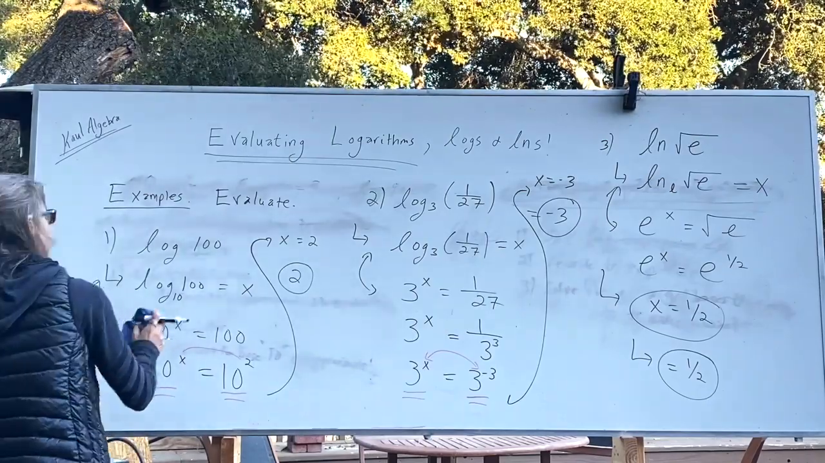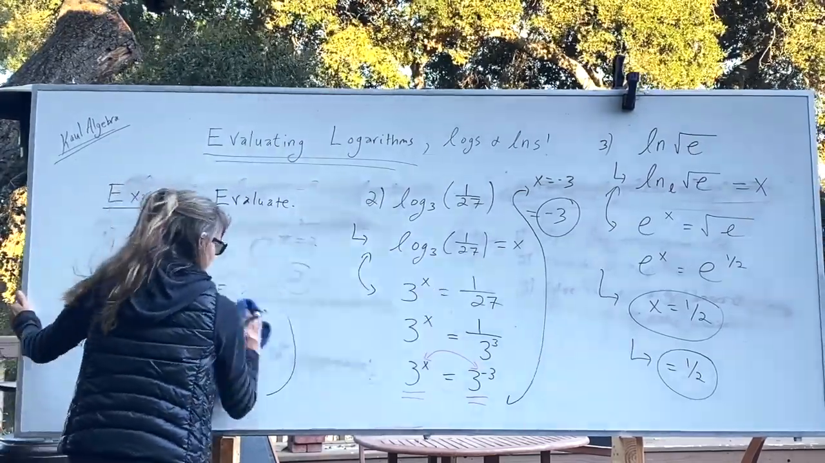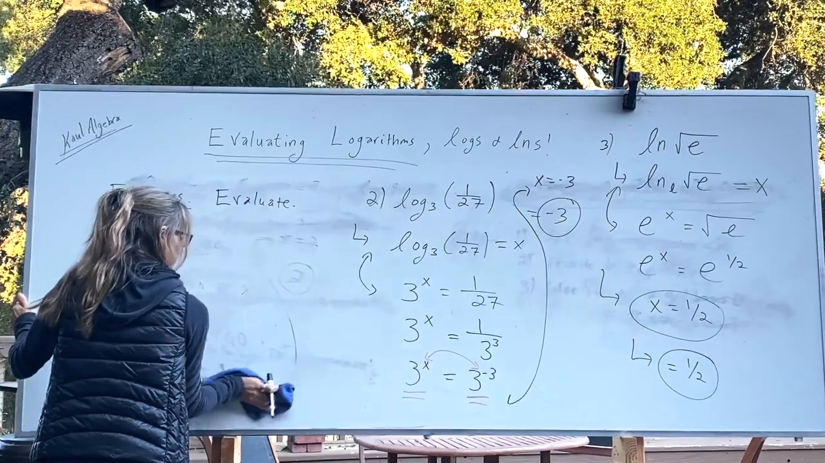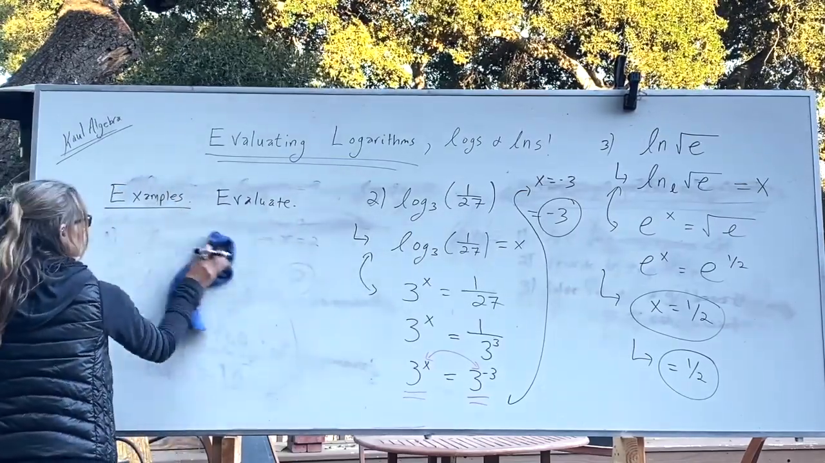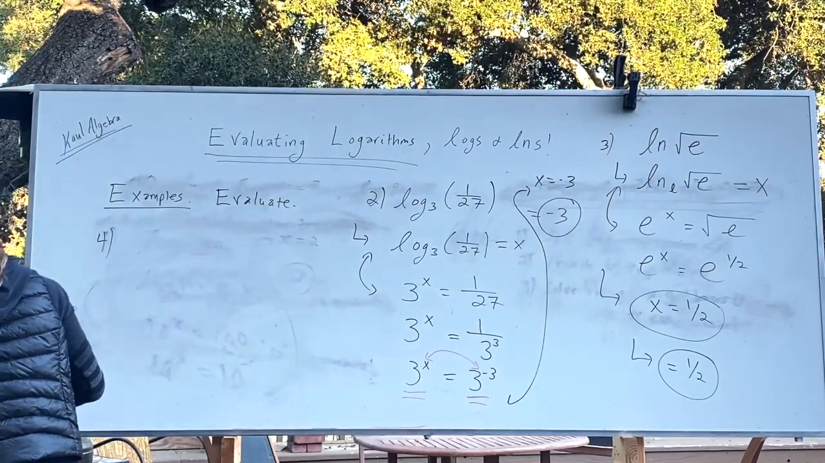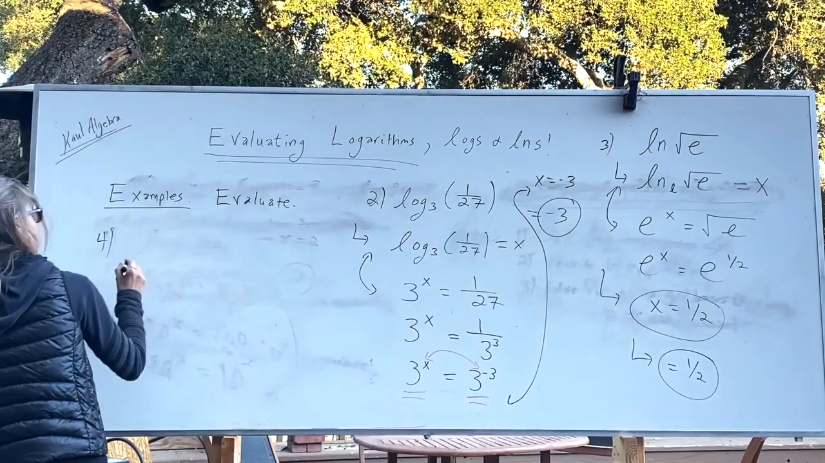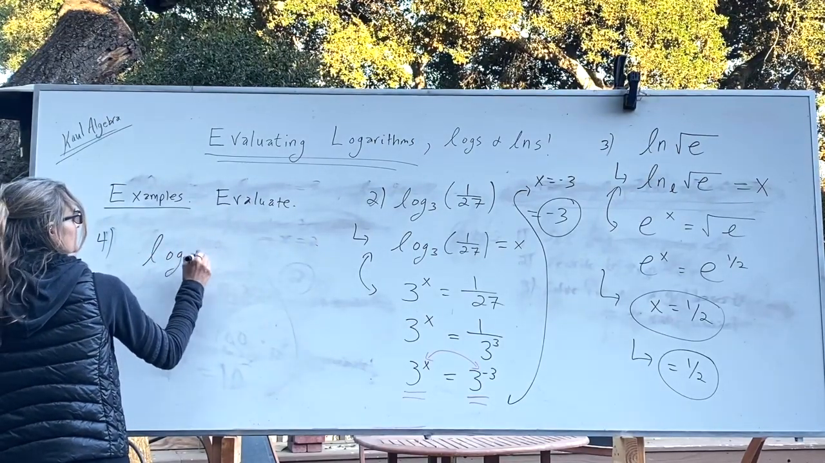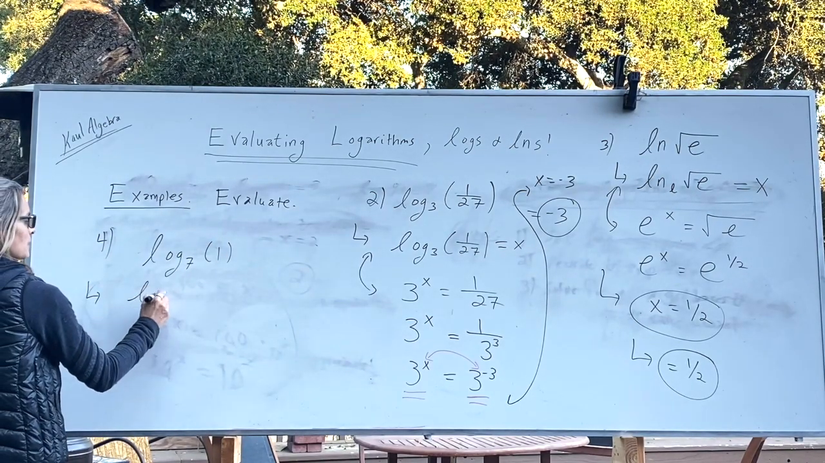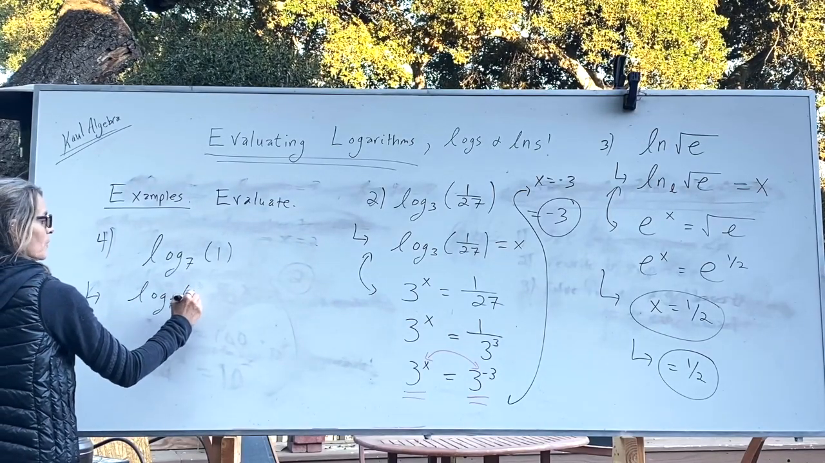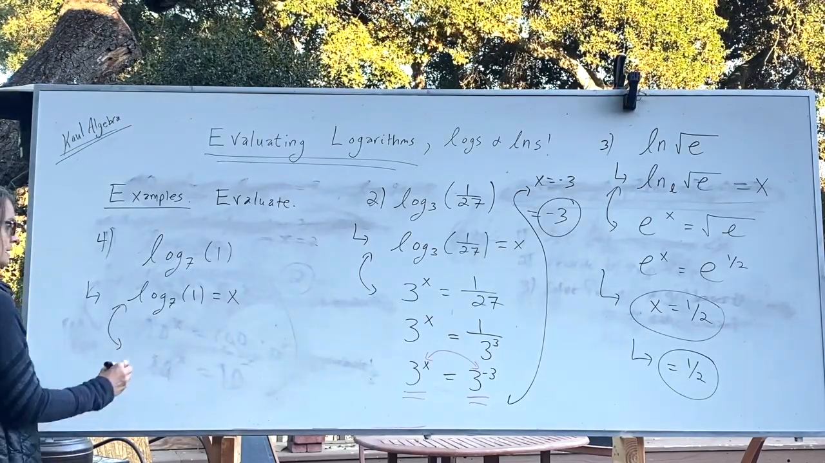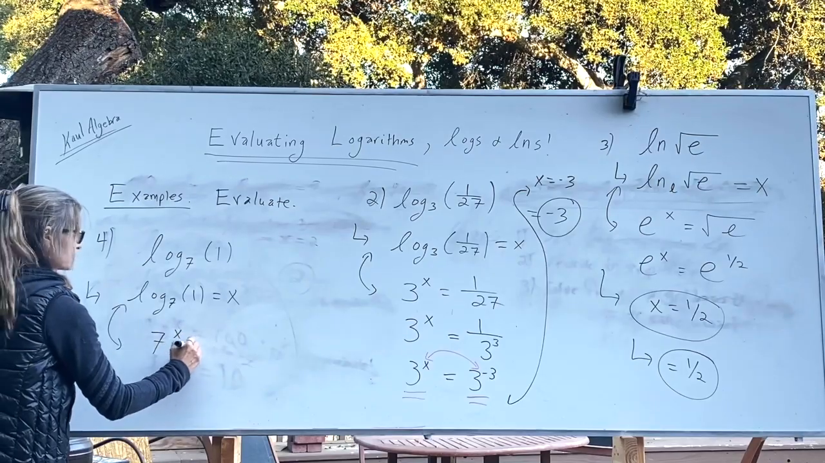Let's see if I can get some tricky ones. So number 4. Let's go ahead and do log base 7 of 1. Here we want to set it equal to x. Log base 7 of 1 equals x. And then we rewrite this in exponential form. So it's 7 to the x equals 1.